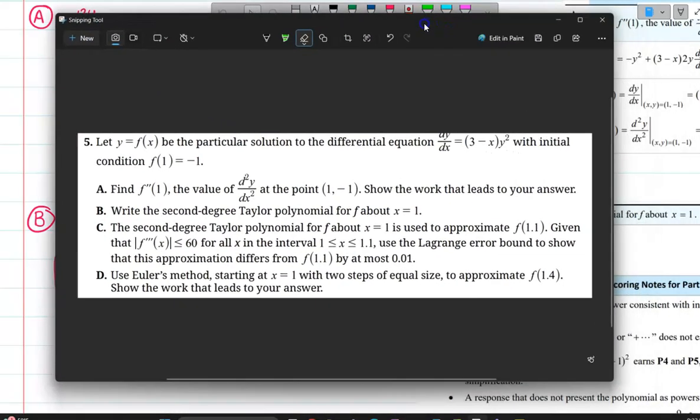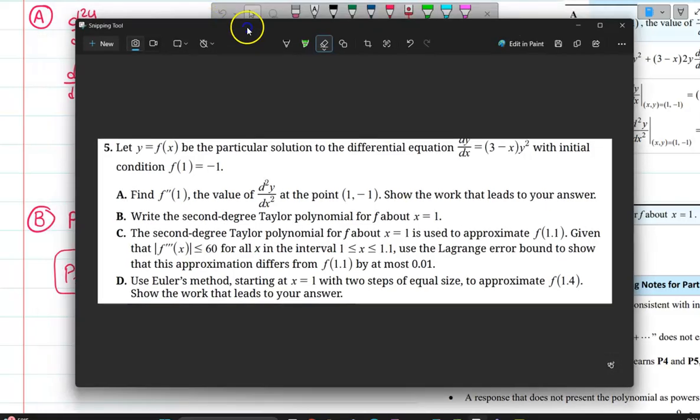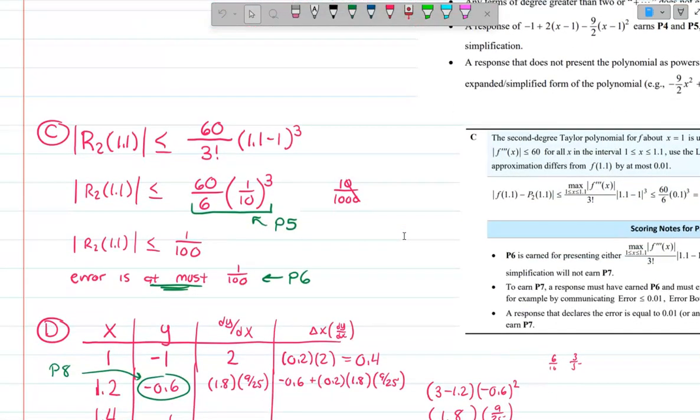All right, then we move to part C, which is another topic from Unit 10, where the second degree polynomial is used to approximate 1.1. As soon as I see that, I'm thinking, oh, there it is. There's our keyword. We're going to be using the Lagrange error bound. Now, we've been talking about this in class a lot, and there's really not a lot of work you actually have to show here, okay?